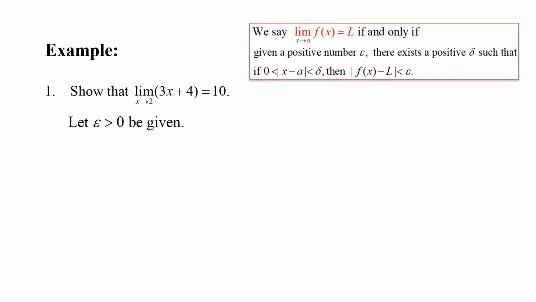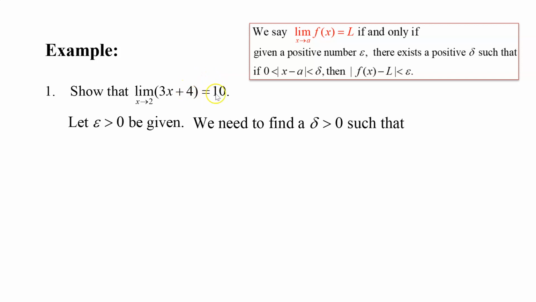So let's see an example over here. Show that the limit of 3x plus 4 when x approaches 2 equals 10. This is how we read our limit of a function. The limit of 3x plus 4 when x approaches 2 equals 10. Okay, so kita kena buktikan yang ini.